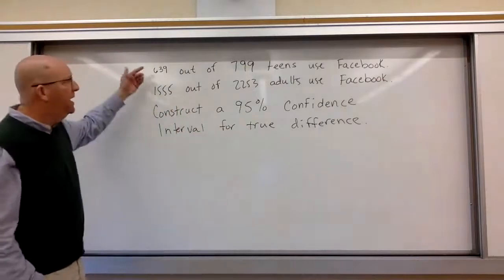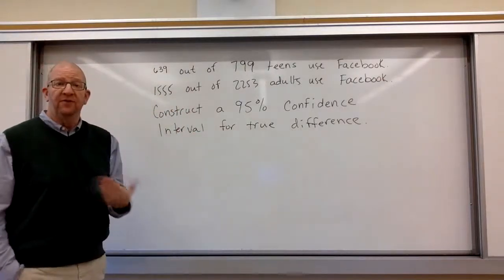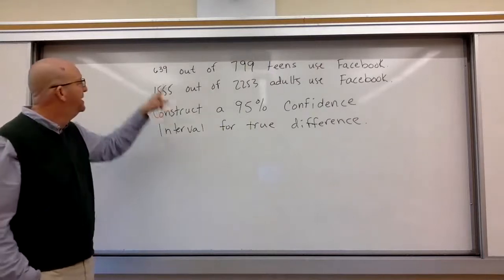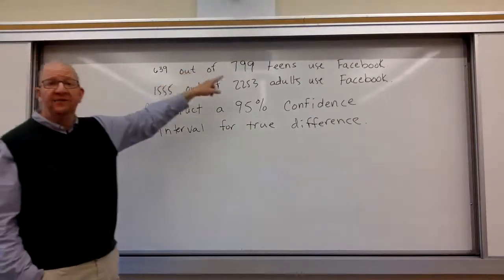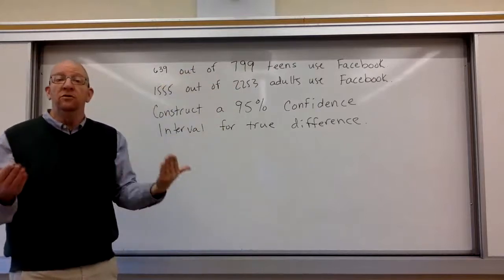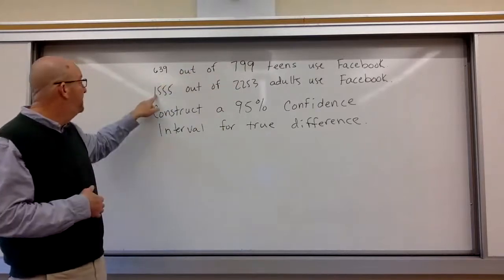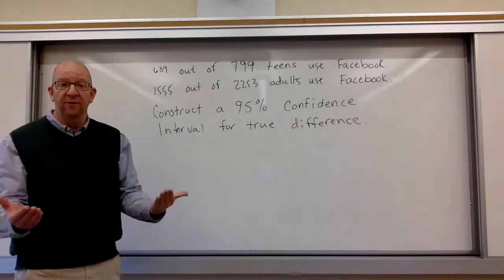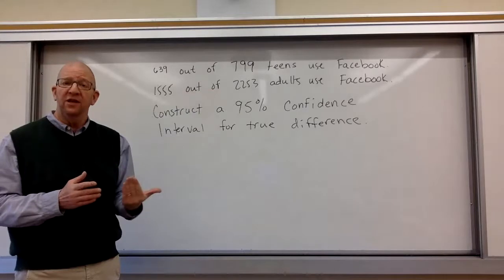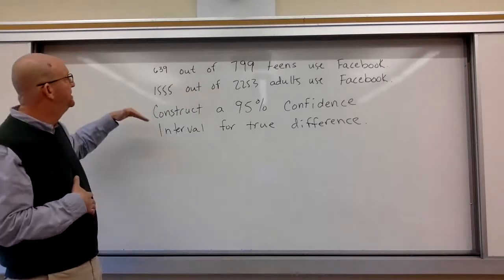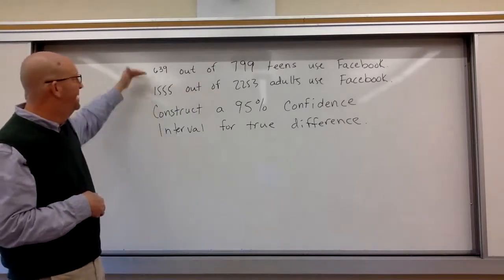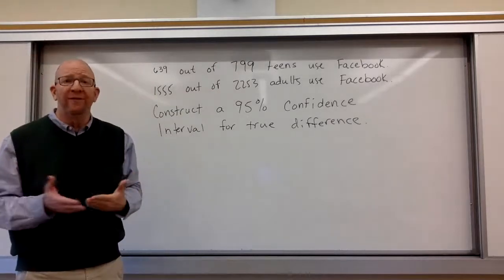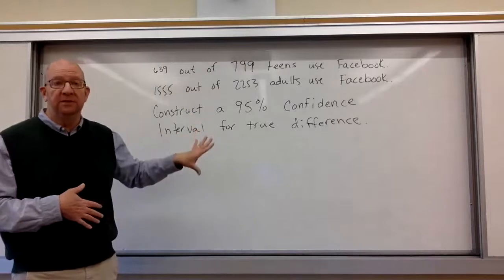So, for example, here's the problem. This comes from page 617. If you're scoring at home, or even if you're alone. 639 out of 799 teens use Facebook. 1,555 out of 2,253 adults use Facebook. Now, those percentages are a little bit different. I think this is 69% and 80%. So you have a difference of about 11 in the samples.